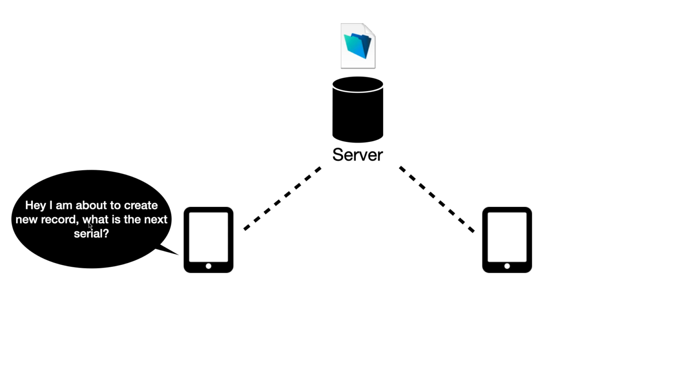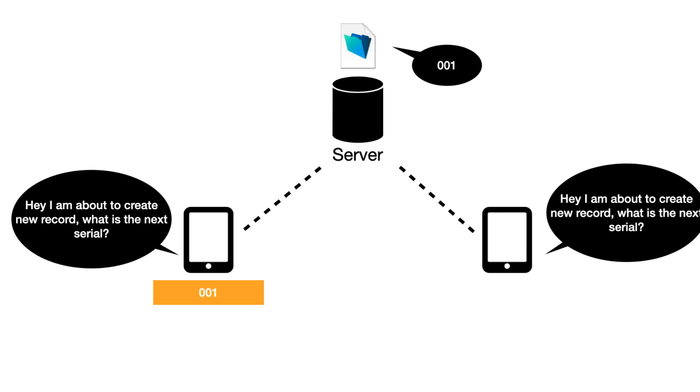a new record. So what is the next serial that I should be using? And then the server is going to tell you something like 001. Once you get this number, this iPad is going to create a new record that is 001. And if this iPad also wants to create a new record, it's going to ask the server again, what is the next serial number?